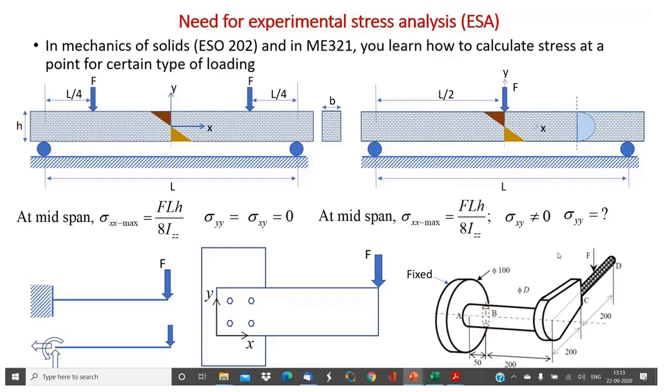So there are situations where either analytical method or numerical method cannot provide you sufficient information about the stresses and strains, and you may have to perform experiment. Let us look at the problem of this simply supported beam with a point load at midspan as shown here. You know how to calculate the bending stress and also the shear stress.